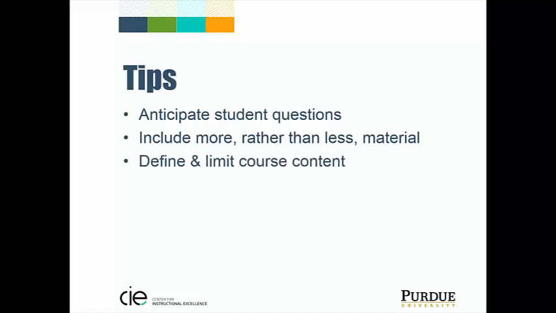Define and limit course content. Focus on the most important knowledge, skills, and values students need to know. Try to divide course content into the following categories. First, required content for all students to learn. Second, content that supports students' inquiry for learning beyond the required content. And third, content that interests students who want to specialize in the area of study. Keep these priorities in mind when constructing your assignments and assessments.